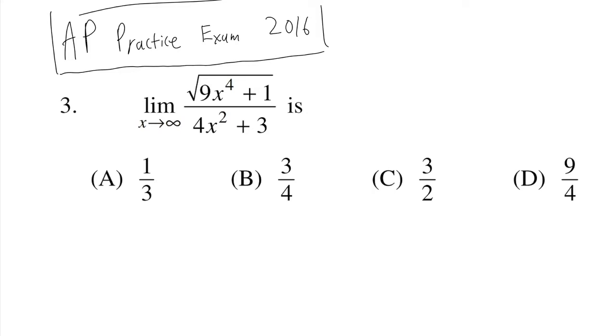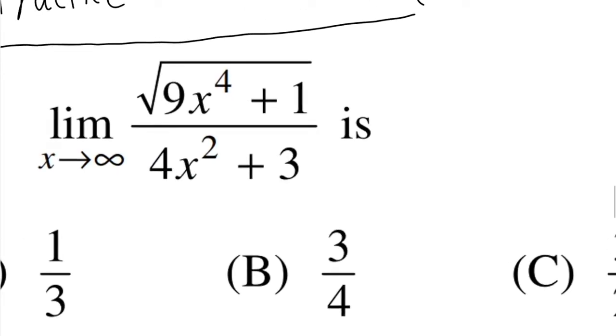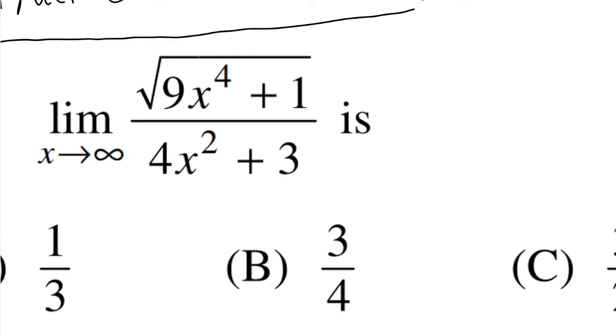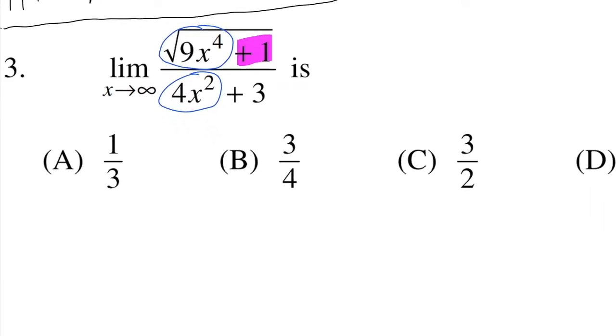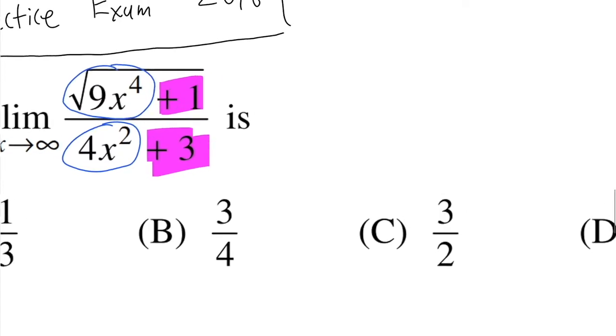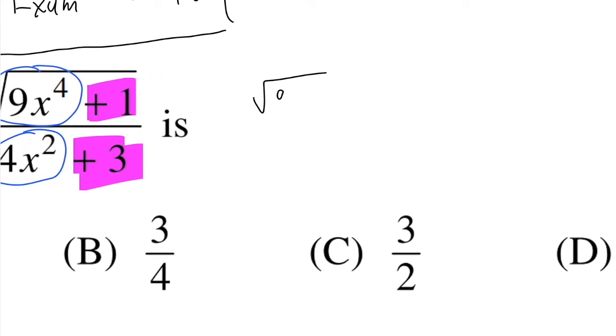But it's really simple. We're not going to use the formal method, because the formal method of multiplying the numerator and denominator would just take forever with this. Instead we're going to use the end behavior model and take the highest power on the top and the highest power on the bottom. The highest power on the top is this 9x to the fourth, and the largest power on the bottom is this 4x squared. So we can just disregard this plus 1 and plus 3. We can just say, okay, radical 9x to the fourth divided by 4x squared.